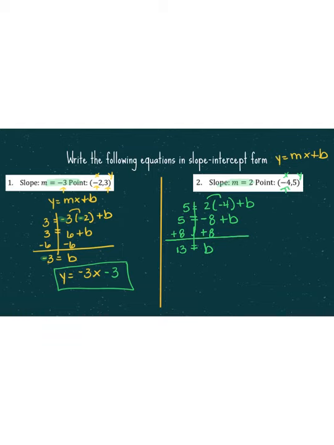Now I'm going to take that and fill in that b. So remember, y equals mx plus b. Y equals my m, which is my slope, 2. I'm just going to write my x and then add my b, which I found to be 13.